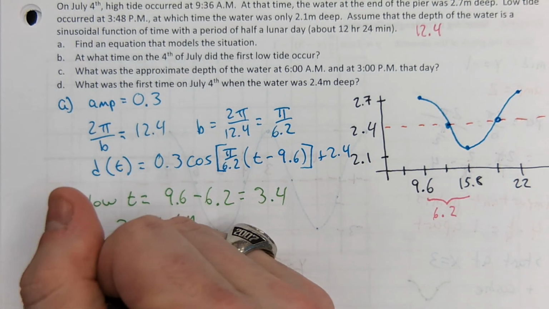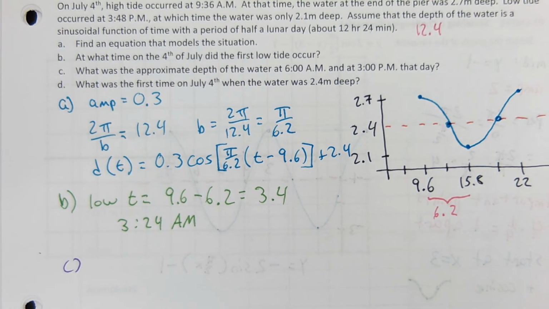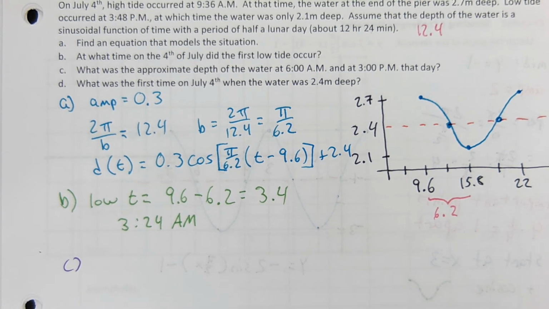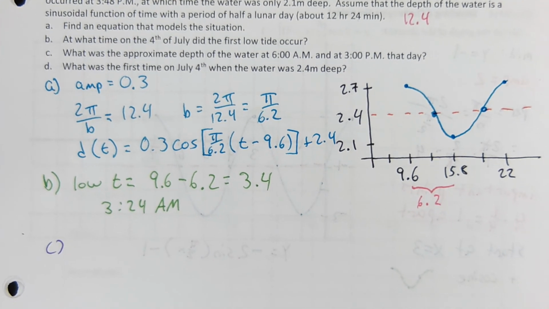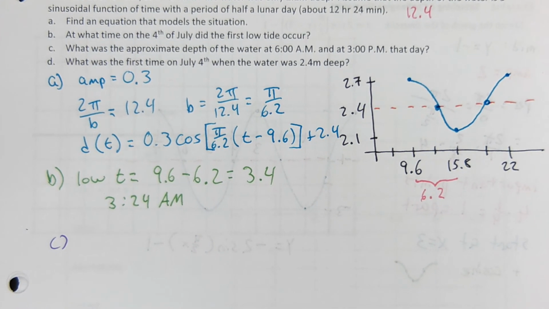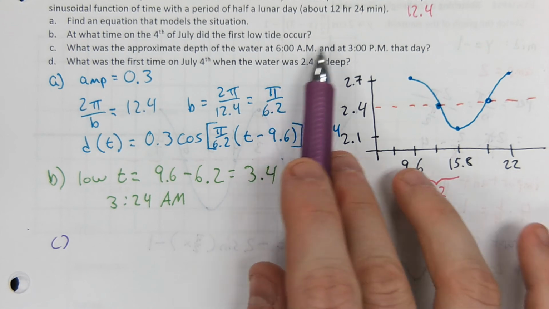Part C. What was the approximate depth of the water at 6 a.m. and 3 p.m.? Well, we have to just plug those in. This is 6. This is 15.